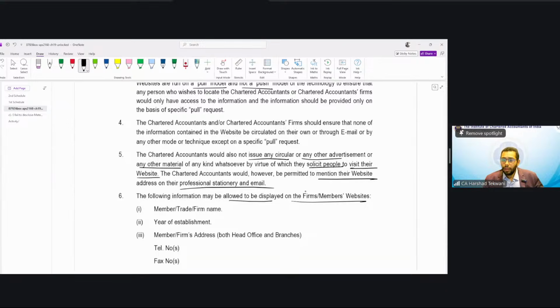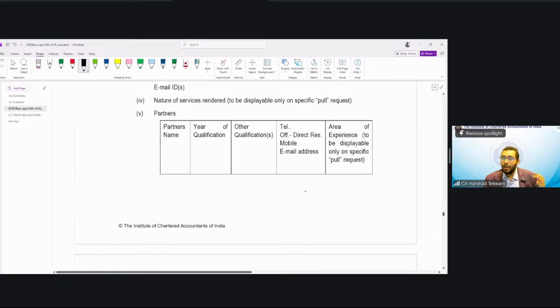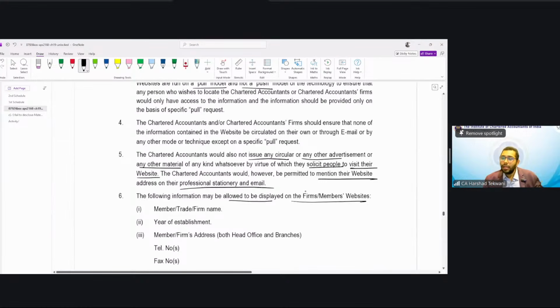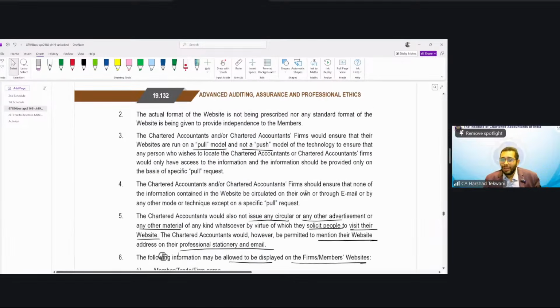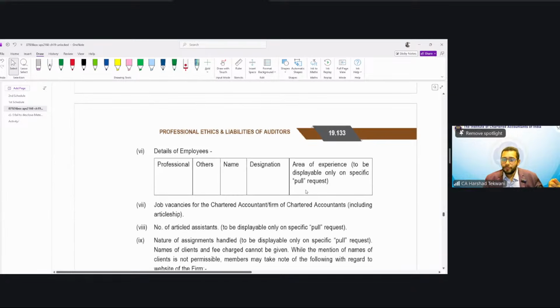Okay. Plus, again, a website should work on pull mode. That means whenever a prospective client needs the detail, he should get it. It should not work on the push mode, that is, you are sending notifications, messages, and emails to everyone that visits the website saying there is a new thing on the website or something like that. So there is a list given of what you can do and what you cannot do with respect to the website.